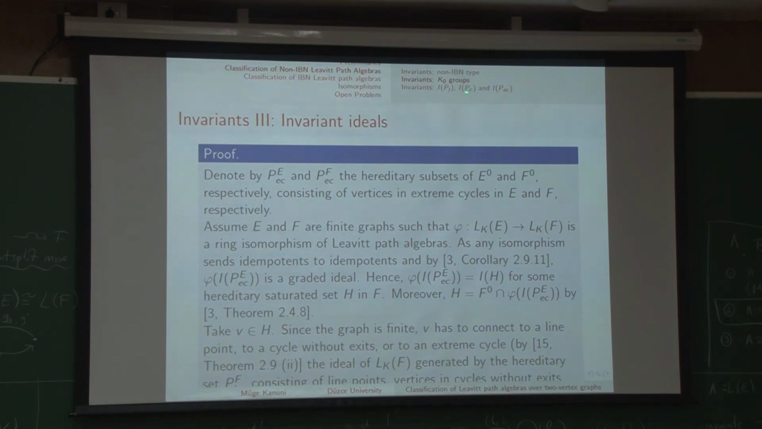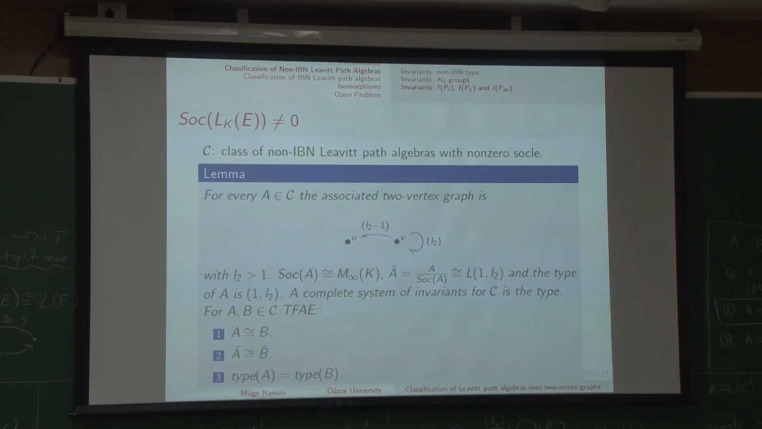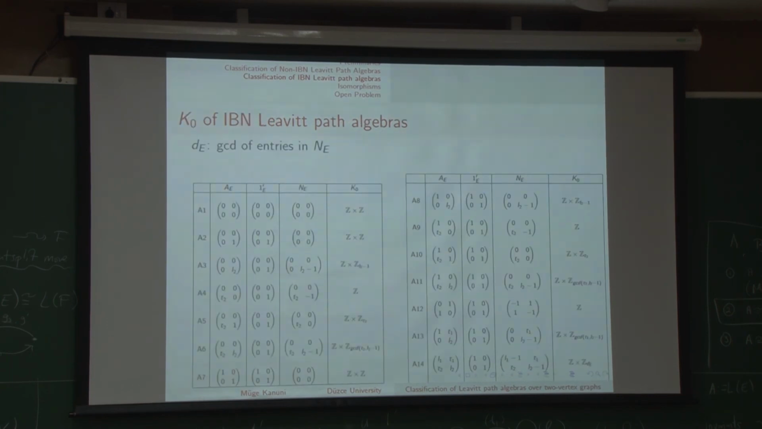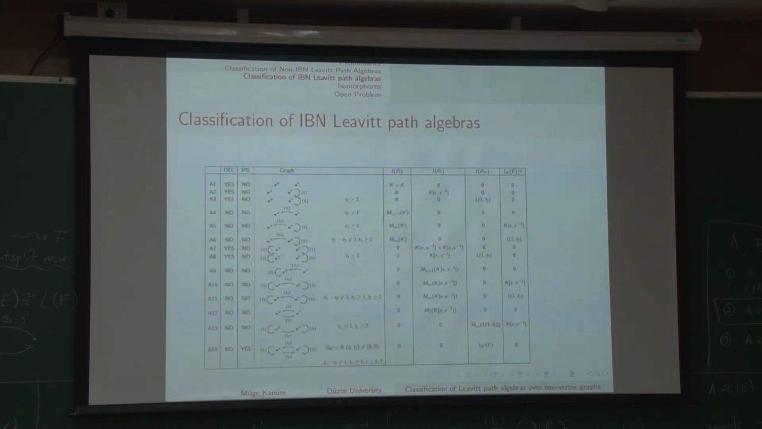The so-called ideal generated by cycles with no exits, and this is the ideal generated by the vertices on the extreme cycles. So once you compute that, I'll pass this on, you basically get a bunch of invariants. Now, this is good to point out. Look at the unit order in the IBM Leavitt path algebras: it is going to be infinite because if the ring R is IBM, then the K0 has to be an infinite group. Then again you do the same thing for the IBMs and you calculate some invariants in the K0s and you get some bunch of other invariants that you look at.